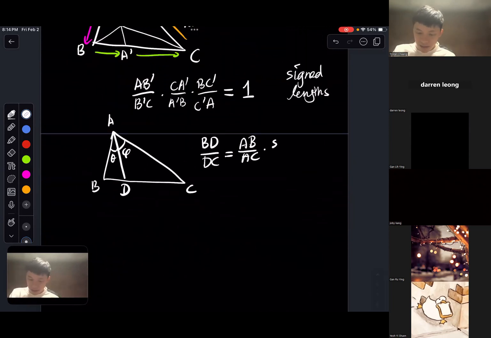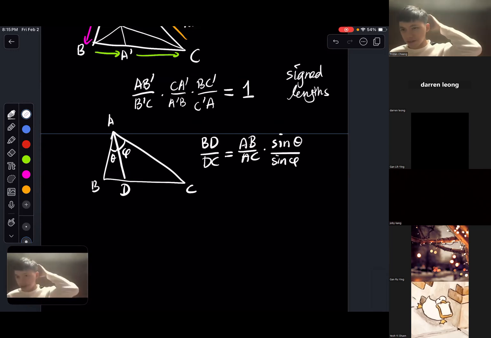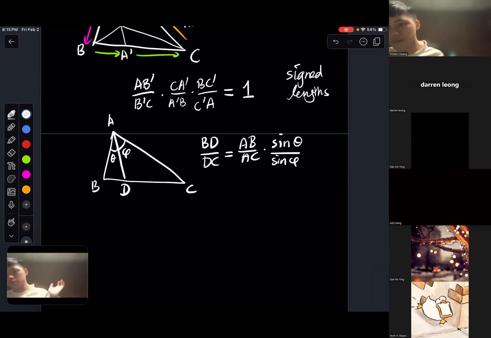Sorry, the sine of theta over the sine of phi. Normally I forget which one is on top of which, but if you think about it, if theta is 0, then BD over DC is 0, so it couldn't be the other way around, so it must be sine theta on top. Yeah, you can call it the ratio lemma or whatever. I don't remember names anyway.